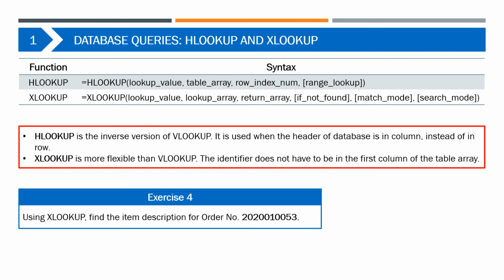So this is your exercise. Please use XLOOKUP and find the item description for order number 20200153. So try it with XLOOKUP rather than VLOOKUP.